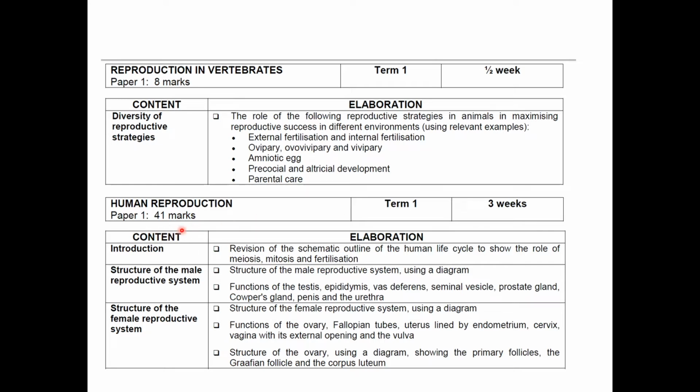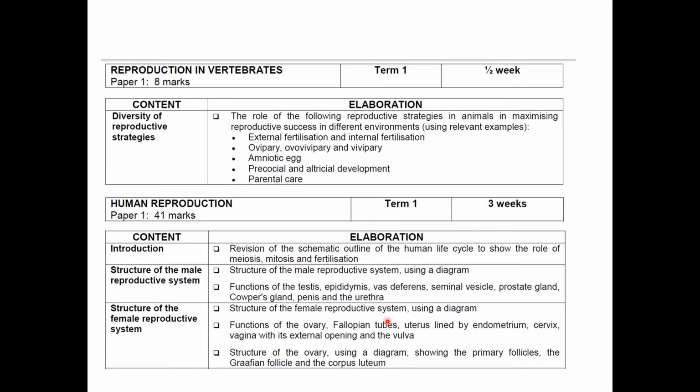Human reproduction is 41 marks. Here you must know for the introduction, a schematic outline of the human life cycle to show the role of meiosis, mitosis, and fertilization. You must know the structure of the male reproductive system using a diagram. You must know the functions of the testes, epididymis, vas deferens, seminal vesicle, prostate gland, Cowper's gland, penis, and urethra.